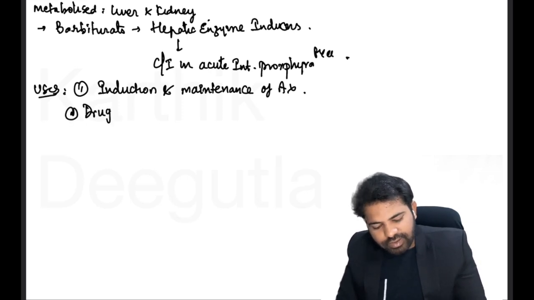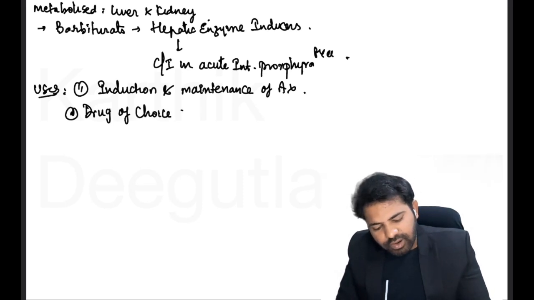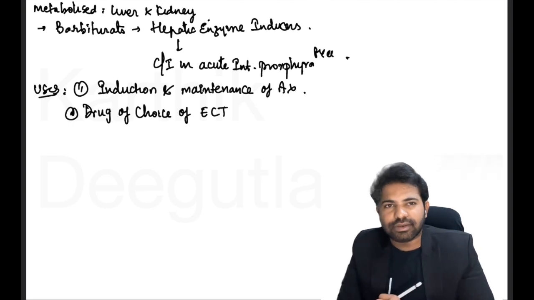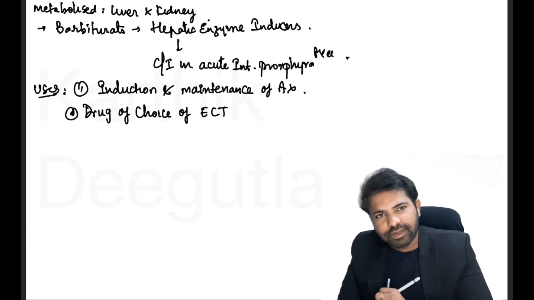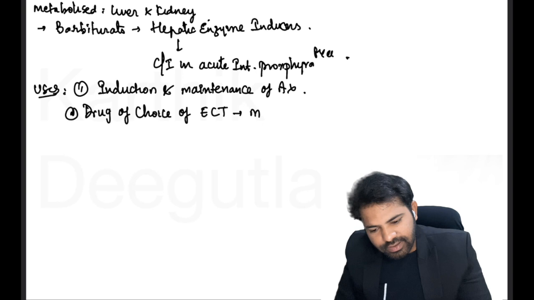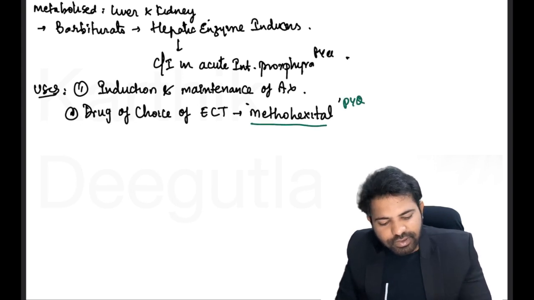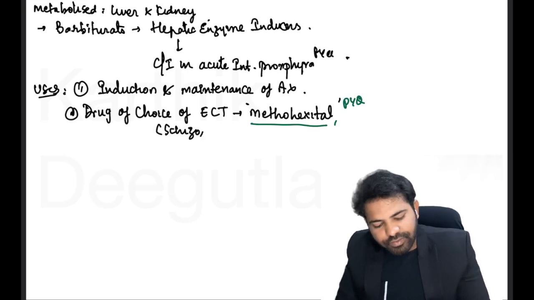It is a drug of choice for electroconvulsive therapy, or ECT. It is given for schizophrenic patients or bipolar patients by the psychiatrists. For those patients, we give thiopentone as the induction agent. The drug of choice for ECT is methotrexate. This is a previous year question. It was asked previously. Alright, this is important. It is given for schizophrenia patients and bipolar disorder patients.